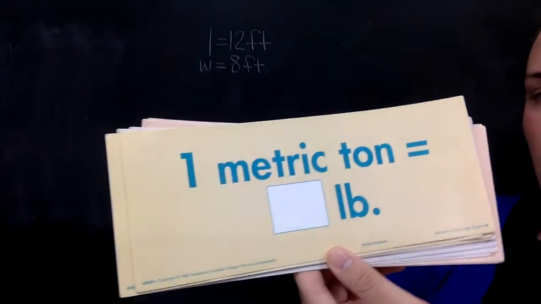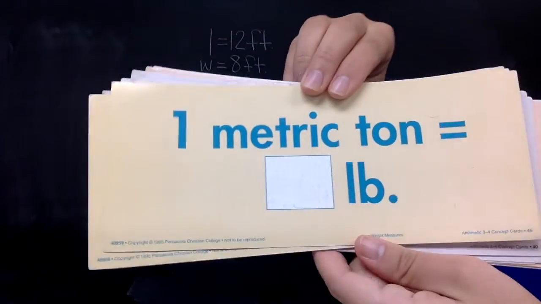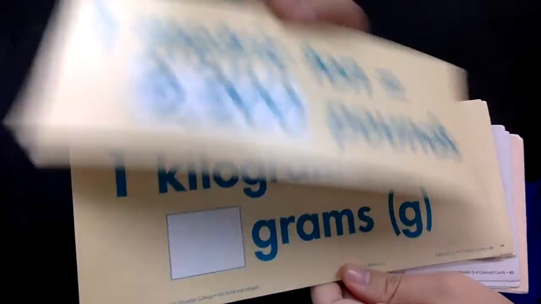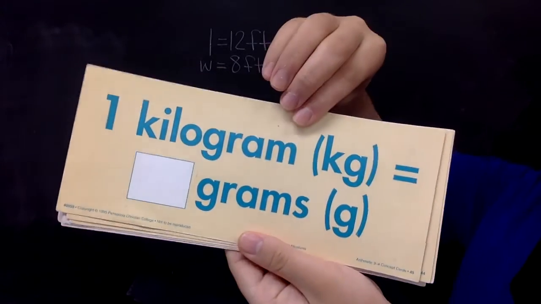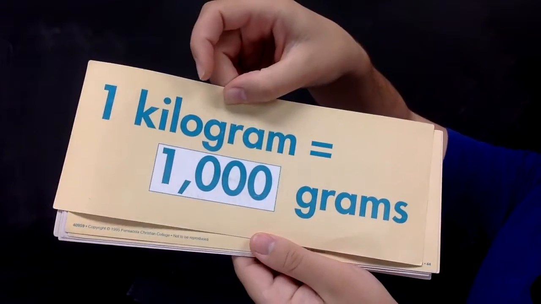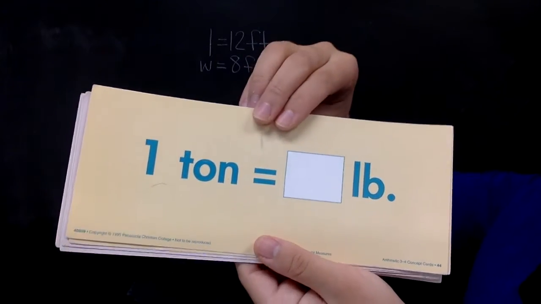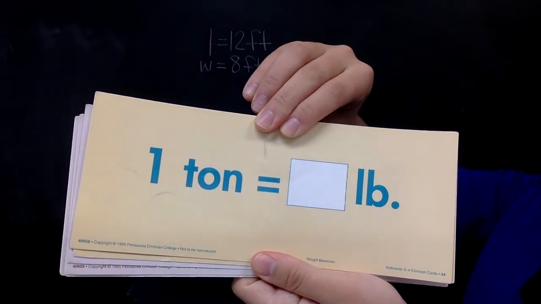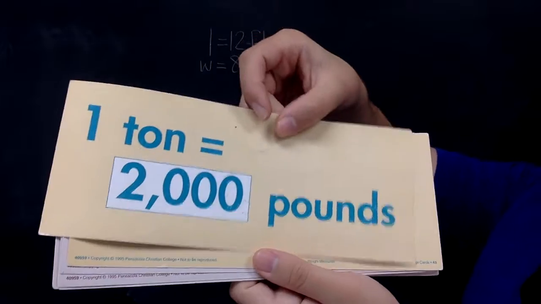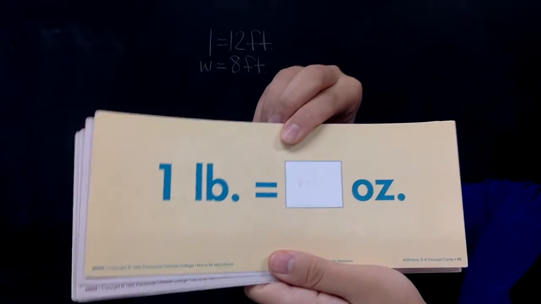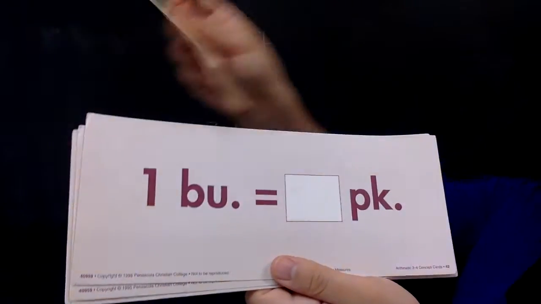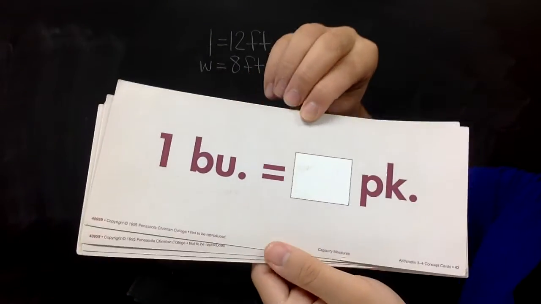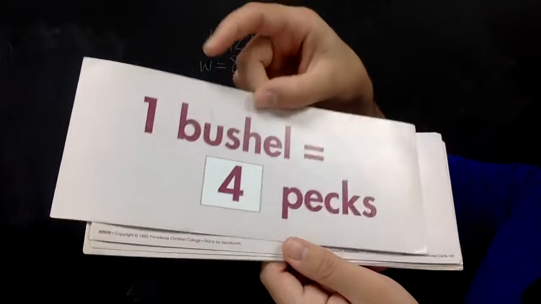3. 1 metric ton equals how many pounds? 2,200. 1 kilogram equals how many grams? 1,000. 1 ton equals how many pounds? 2,000. 1 pound equals how many ounces? 16. 1 bushel equals how many pecks?